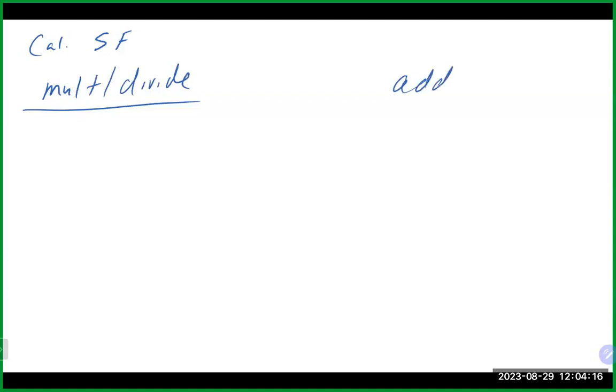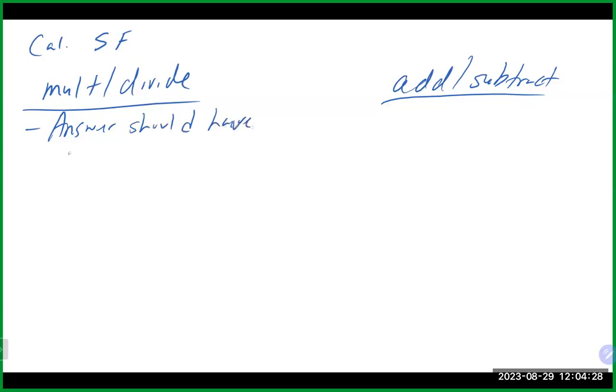Speaking of significant figures, just to review calculations with sig figs, we basically multiply or divide, or we add and subtract. It's basically the 2 big things that we do. When we multiply or divide, the answer should have the same number of significant figures as the number with the least number of sig figs.